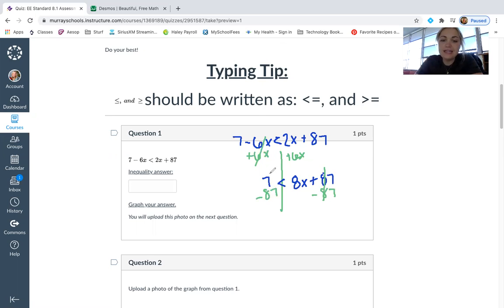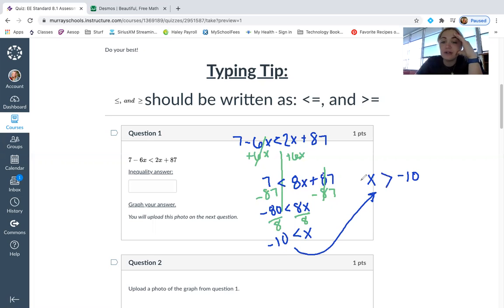Over here, that is 7 minus 87 would give me negative 80 is less than 8x. The very last thing that I can do is divide by 8. Divide by 8. Negative 80 divided by 8 is negative 10 is less than x. Now, this is not the final way that I would want to graph my answer. I would want to reverse these. I would want to put x on the left, negative 10 on the right. But remember, when you flip that around, you also have to make sure that it's still opening up toward x. So instead of a less than symbol, it's going to be a greater than symbol here. And this is what I would type in as my answer over here. So I'd say x is greater than negative 10.